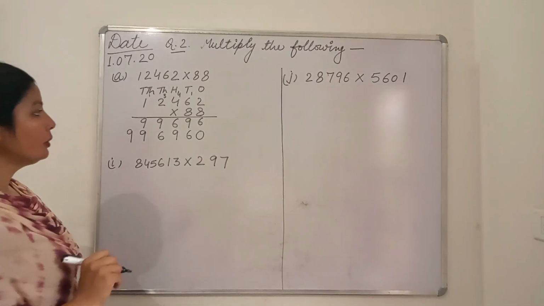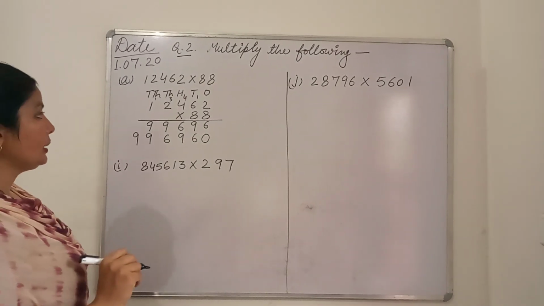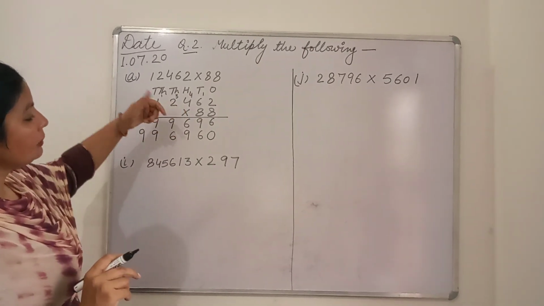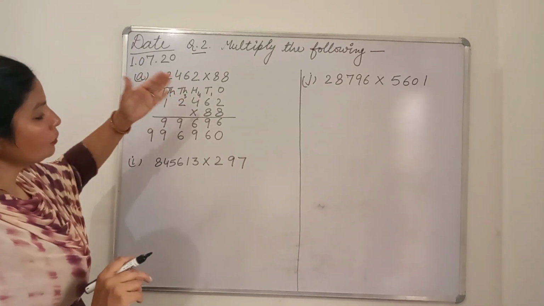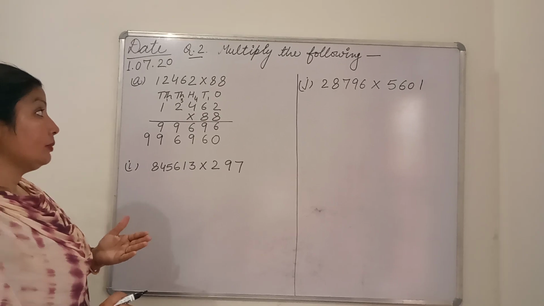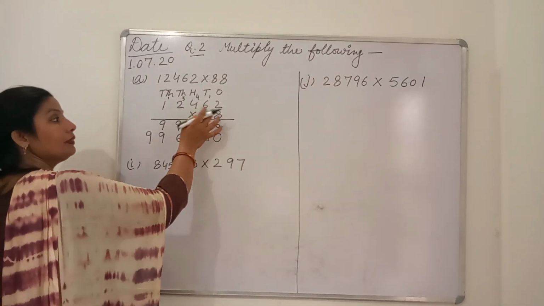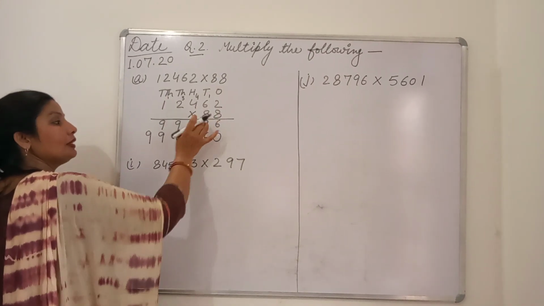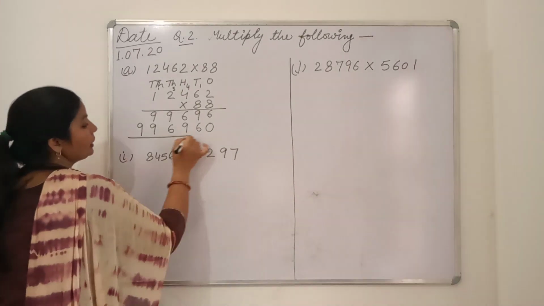Okay. Now what should we do? We will do addition because there is no other digit. If there is a digit in the 100 column or 1000, we should multiply by that also, and in the last we do addition. Now here all digits are finished. There is a 2 digit number, both are finished. So now we will do addition.